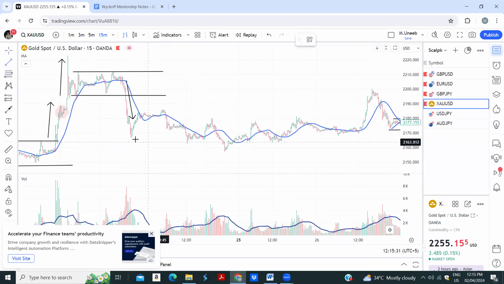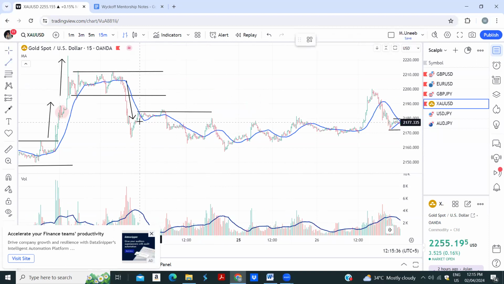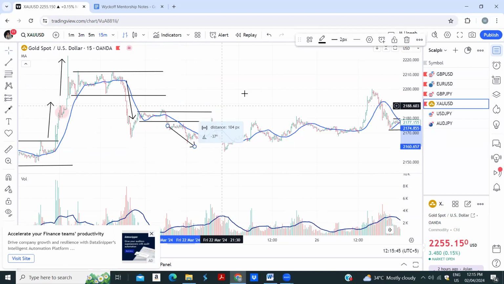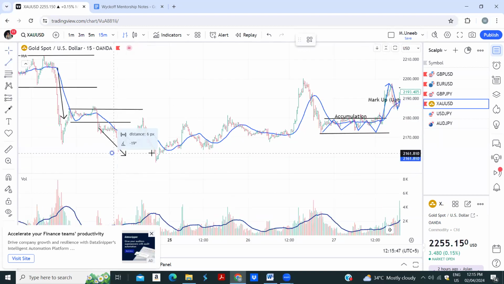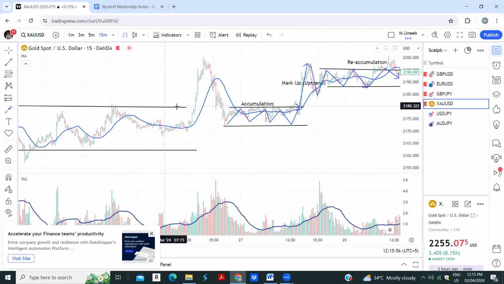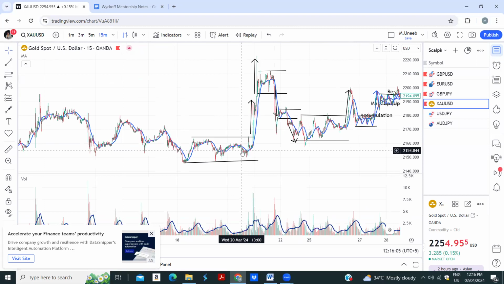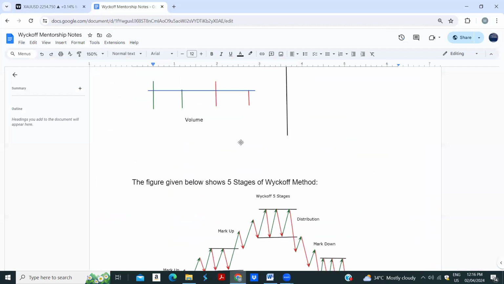After markdown, we have redistribution. After redistribution, we have again markdown. And after markdown, we have what? Accumulation. And after accumulation, the price moves up and we have markup. So this process repeats again and again over time. On every chart, this process will repeat, and we call this the Wyckoff 5-stage cycle. Now let's go back to our notes. I have explained everything here.